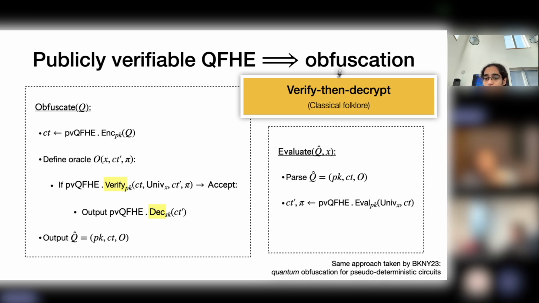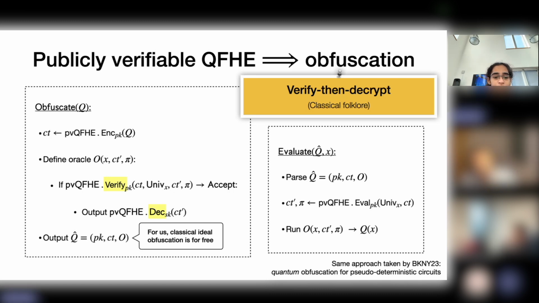And then you get the evaluated ciphertext CT prime, but also a proof pi. Now you feed all of this to the oracle that came with the obfuscation. Since you did everything honestly, the verification is going to pass, and it'll output the decryption of CT prime, which is Q of X.